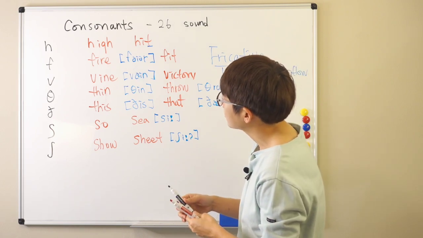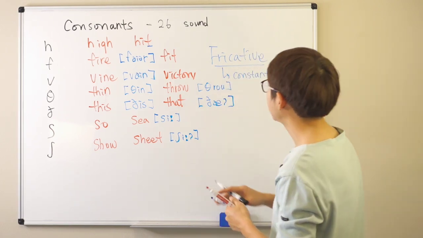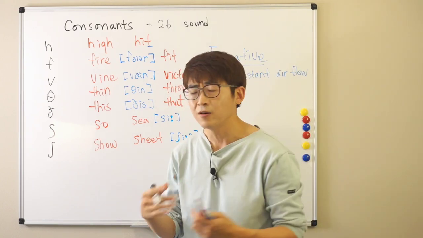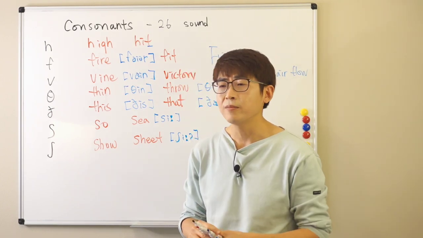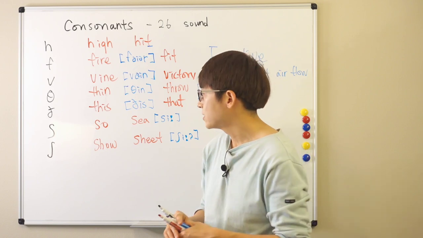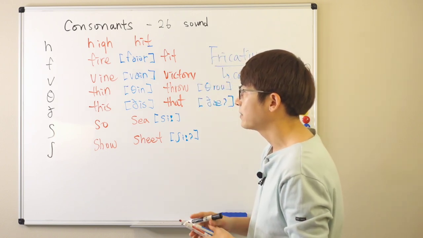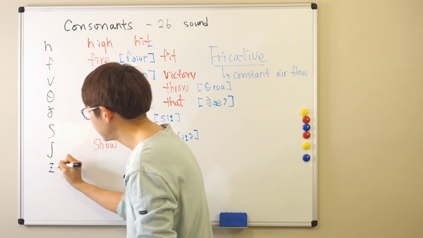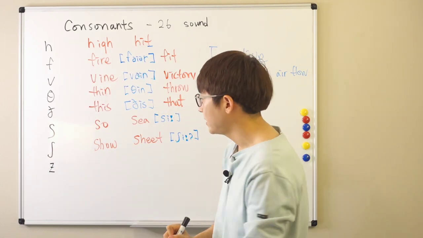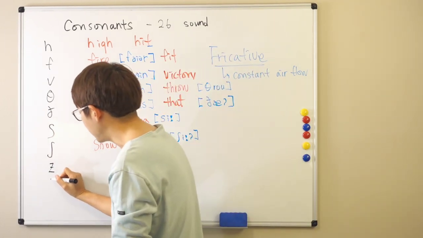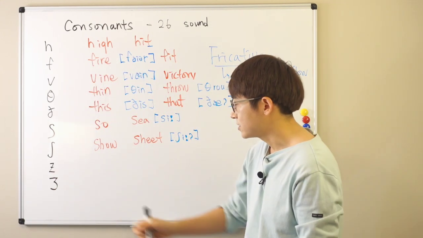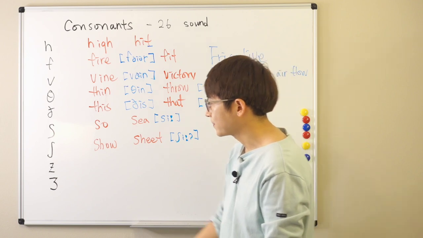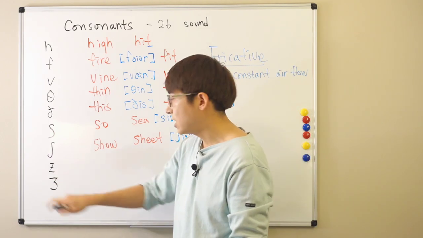Finally, the last three consonants, the fricative consonants, they all make very similar sounds. So I wanted to cover them at the very end. The first one looks like this one. All right. And the next one looks like this. It's not number three. It's flat on the top.